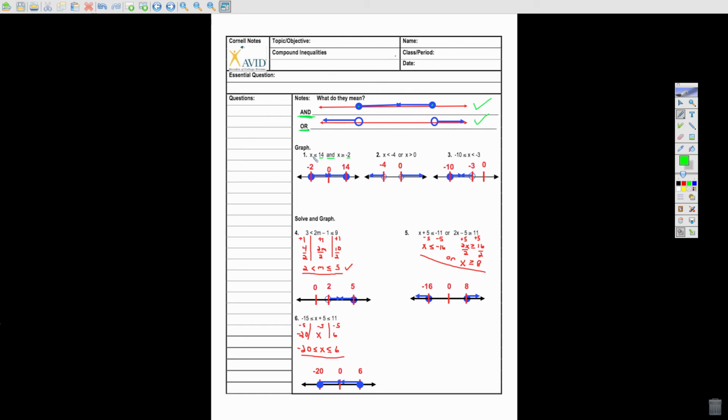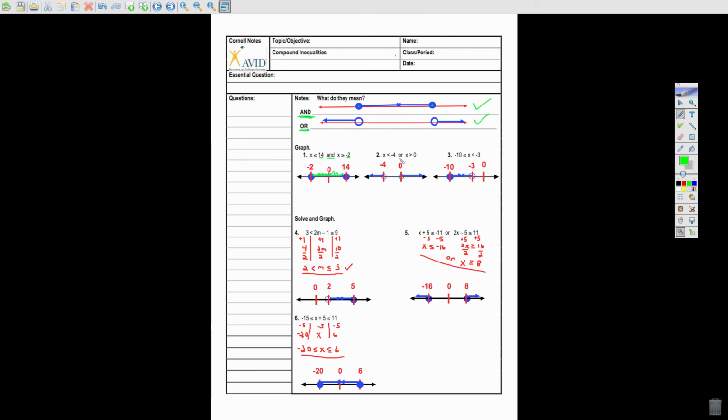It says x is less than 14, so that's where we shaded in right here. X is less than 14. It says and x is greater than -2, so x is greater than -2, and you can see the lines go in both directions. So in this problem, I would have shaded in right here between -2 and 14. That's what x can be. It can be less than 14, but it has to be greater than -2.